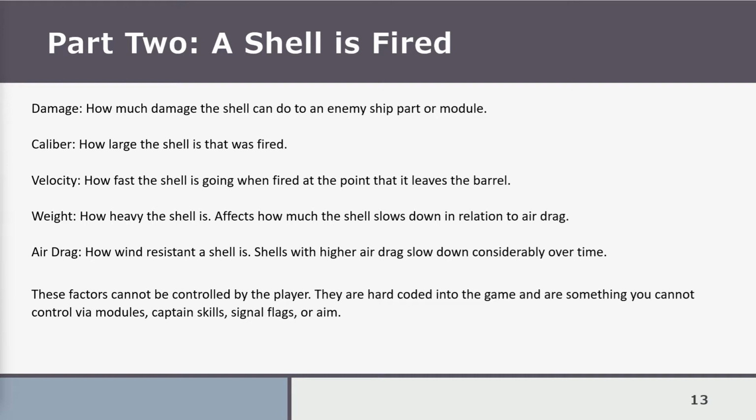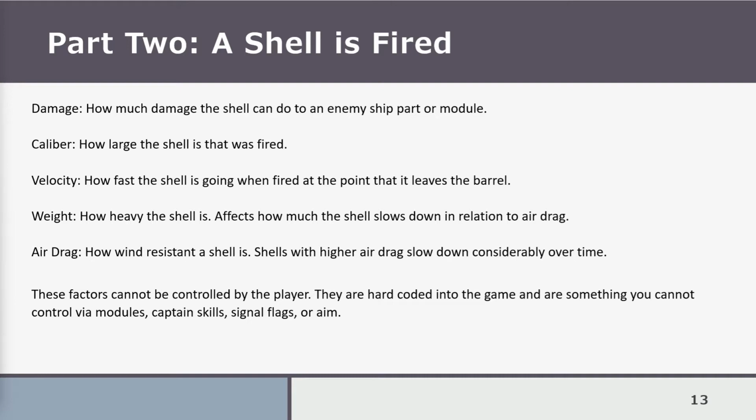Velocity: how fast the shell is going when fired, at the point it leaves the barrel. So to reference back to where we talked about shell spawn, as soon as the shell model physically leaves the barrel, that's when the maximum velocity of your gun starts. Once you move literally a pixel past where that gun barrel is, the shell immediately begins to slow down.